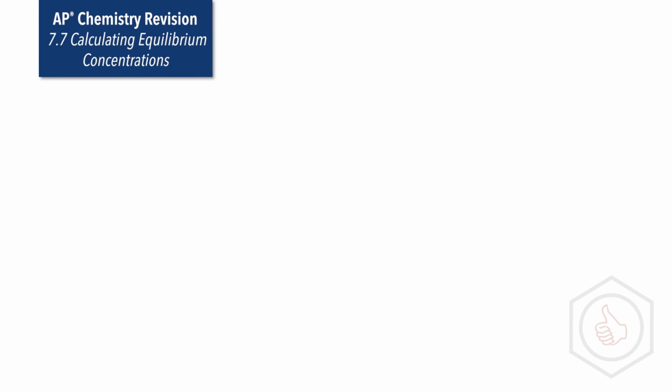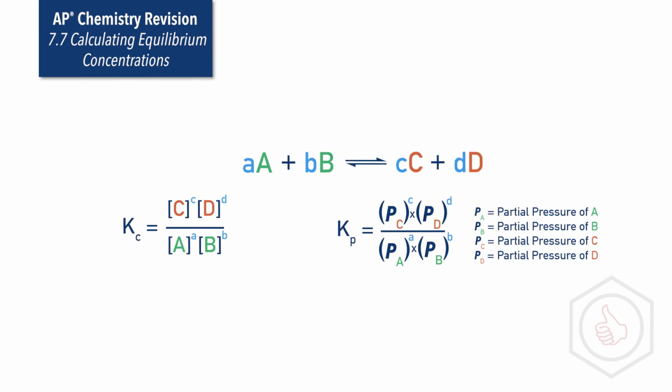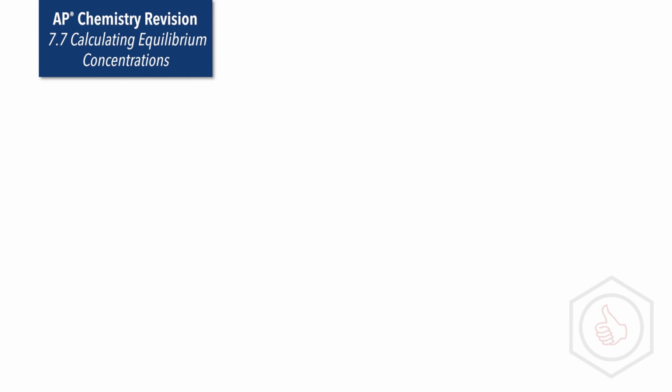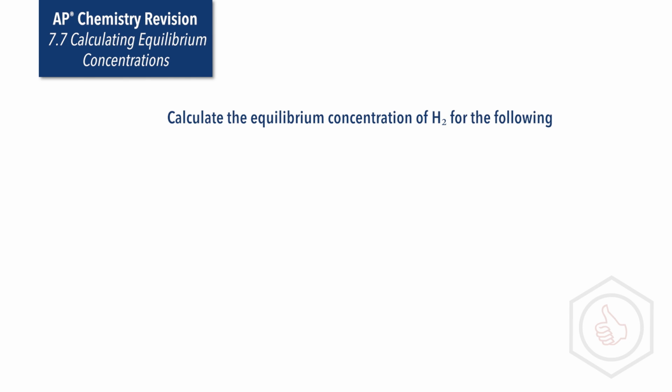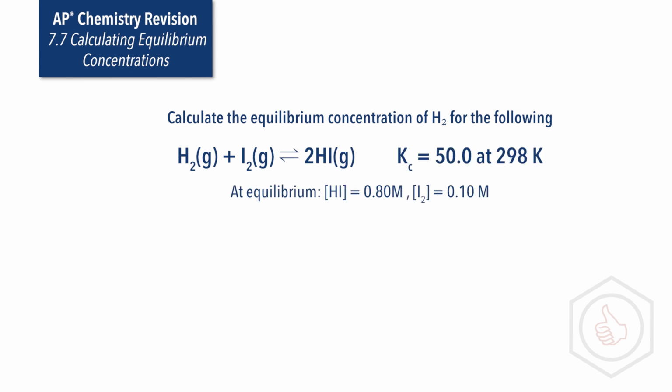You may be asked to calculate the concentration of a species in an equilibrium mixture by using the equilibrium constant, Kc or Kp, and some given data. For example, calculate the equilibrium concentration of H2 for the following reaction. H2 plus I2 goes to form 2HI, with a Kc value of 50 at 298 Kelvin.